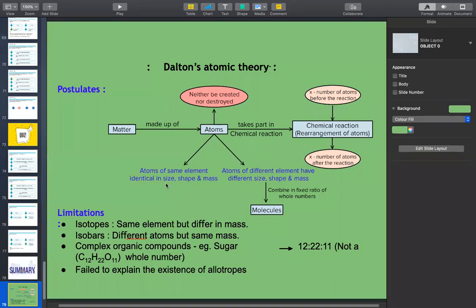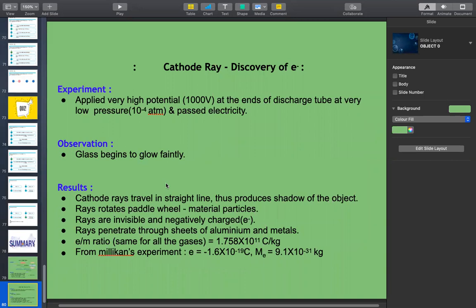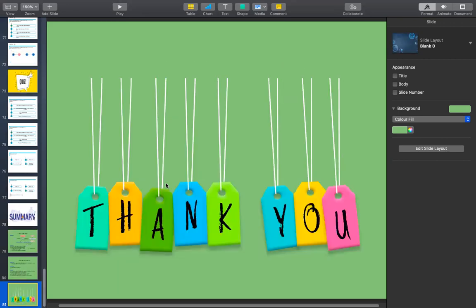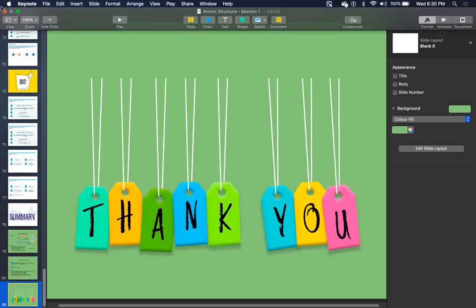So what we have discussed about J.J. Thomson and Dalton's atomic theory so far. We have discussed the limitations. Then we discussed the experiments, cathode ray, discovery of electron, observation, how the electron was discovered. Results: cathode ray travels in a straight line, thus produces the shadow of the object. Rays rotate a paddle wheel, material like the paddle started rotating. Rays are invisible and negatively charged. Got it? Let us move to the next topic.